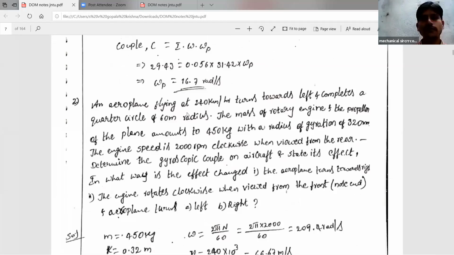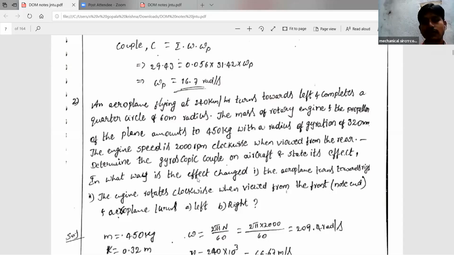An aeroplane flying at 240 kilometers per hour turns towards left and completes a quarter circle of 60-meter radius. The mass of rotary engine and the propeller of the plane amounts to 450 kg, with a radius of gyration 320 mm, and the engine speed is 2000 rpm clockwise when viewed from the rear. Determine the gyroscopic couple on the aircraft and state its effects.